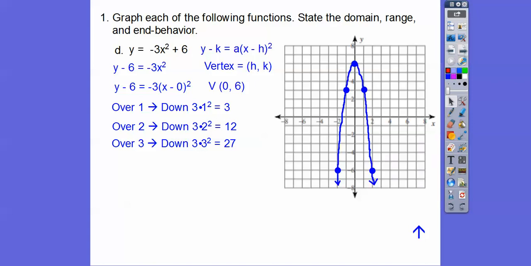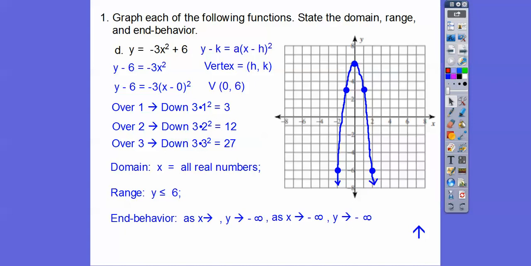In the domain, it goes to the left and right forever. The range is it starts way up there at 6, and we include it, so it's less than or equal to 6. And end behavior is we go to the right. So if we go to the right, this graph is going down. So that's what this says. As x goes to infinity, y goes to negative infinity. Similarly, when we go to the left, this graph goes down also to negative infinity, okay?